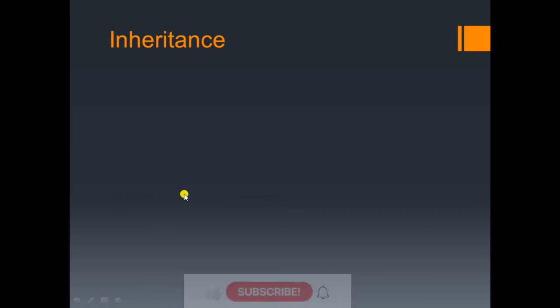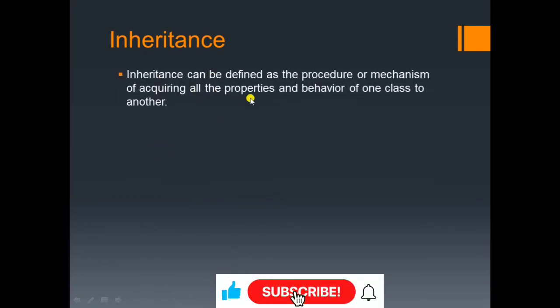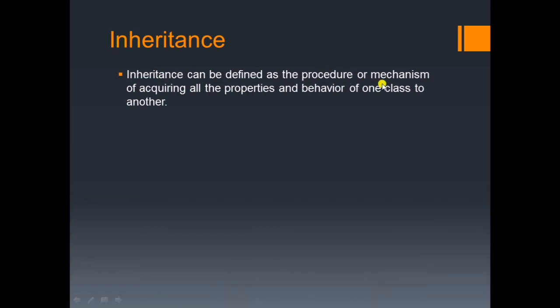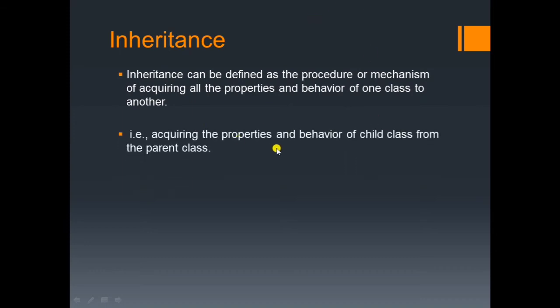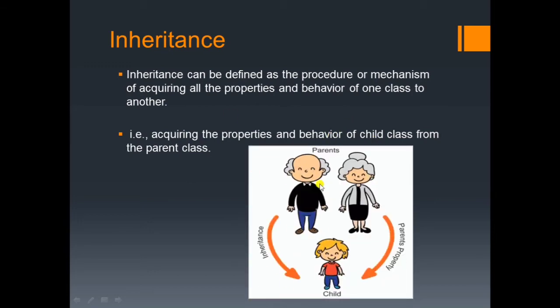The next topic is inheritance. Inheritance can be defined as a mechanism of acquiring all the properties and behavior of one class to another. That is, one class acquires the properties from another class, like the child class acquiring the properties and behavior from the parent class. Consider this is the parent class and this is the child class. The child acquires the properties from the parent. So this child class contains the properties of the parent as well as its own properties.